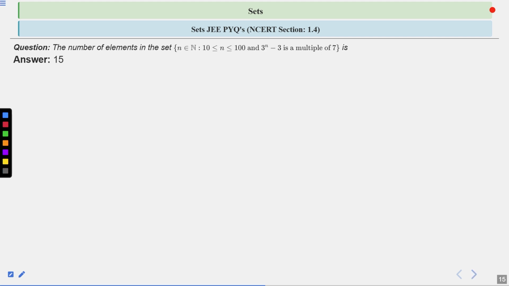The correct answer, or the number of elements in the provided set, is 15. How? Solution.